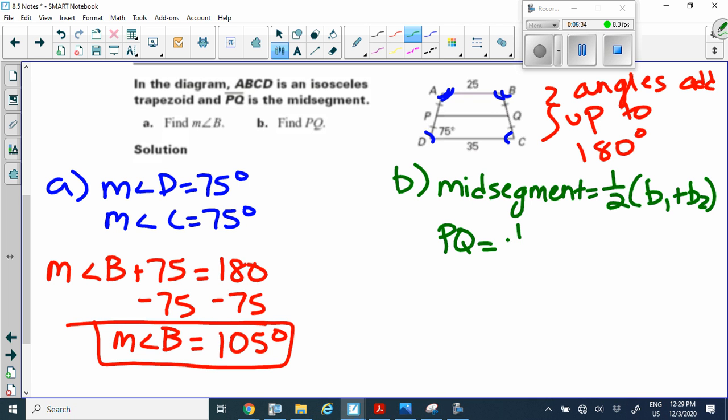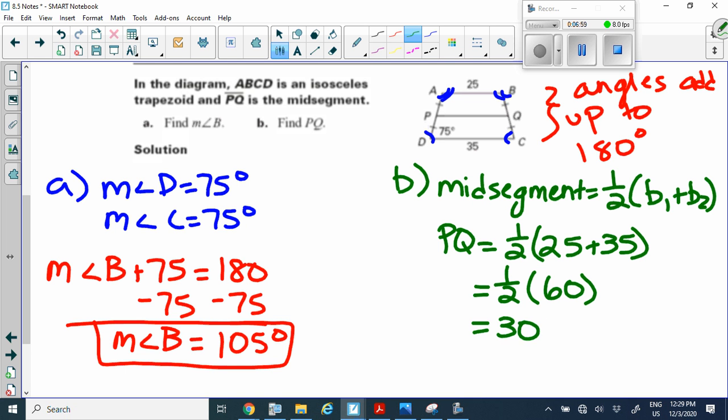That's what we're trying to find, one half times our bases. Remember, that's going to be our top and bottom. That's usually what it's going to be. So it's going to be 25 and 35. Sometimes they can rotate these trapezoids so they're on their sides. Okay, now just plug this stuff into your calculator. So we do 25 plus 35. So add what's inside first, and then you're going to multiply by one half. So we do one half times 60, which gives us 30. So that's going to be our mid-segment.